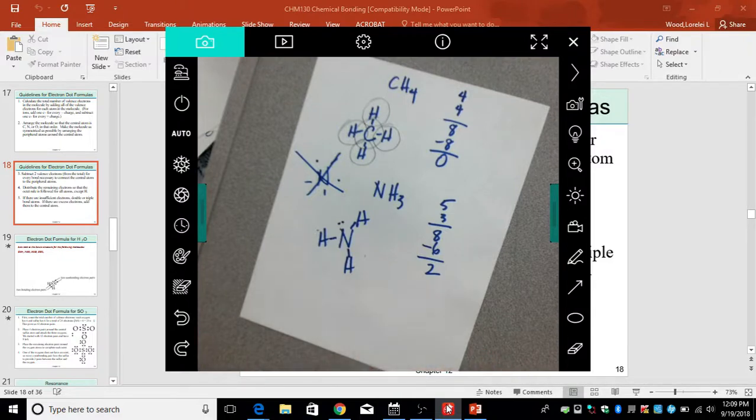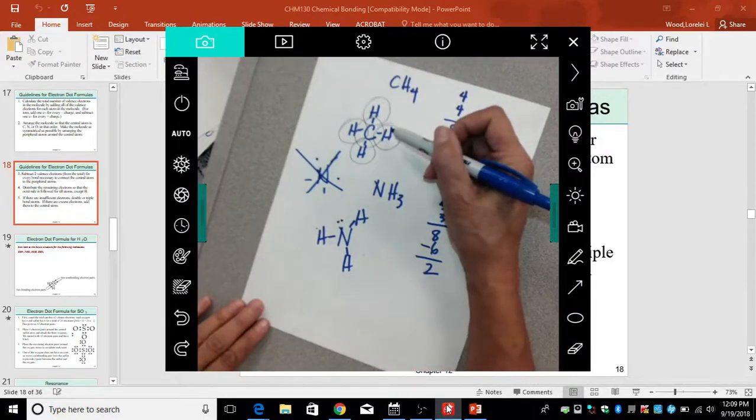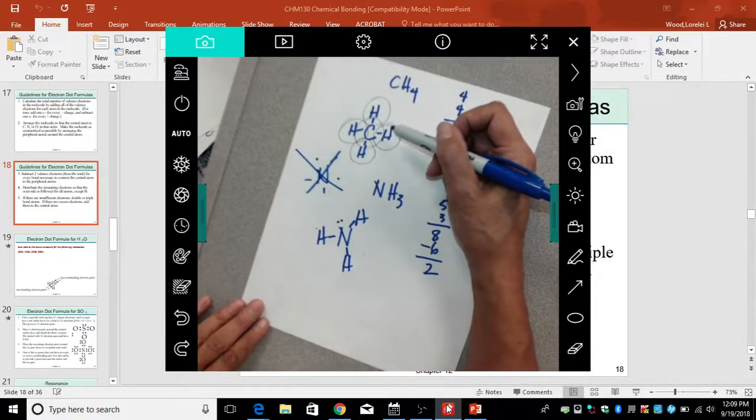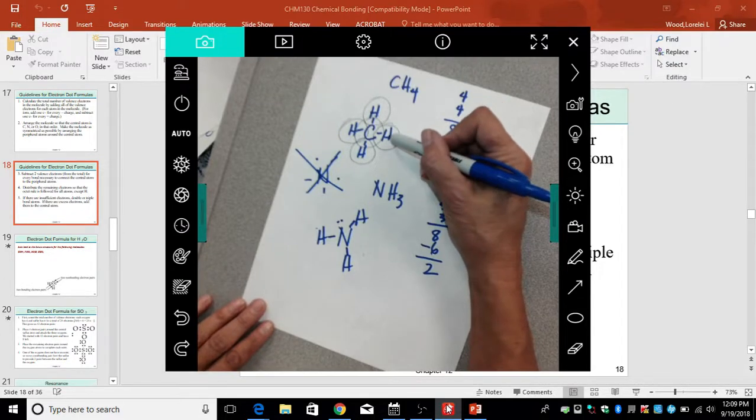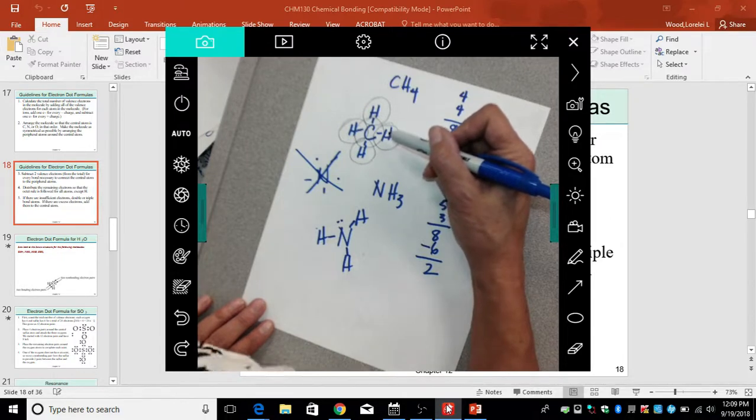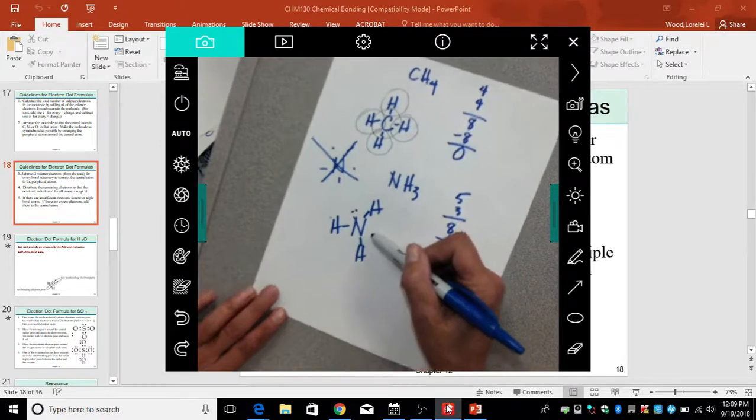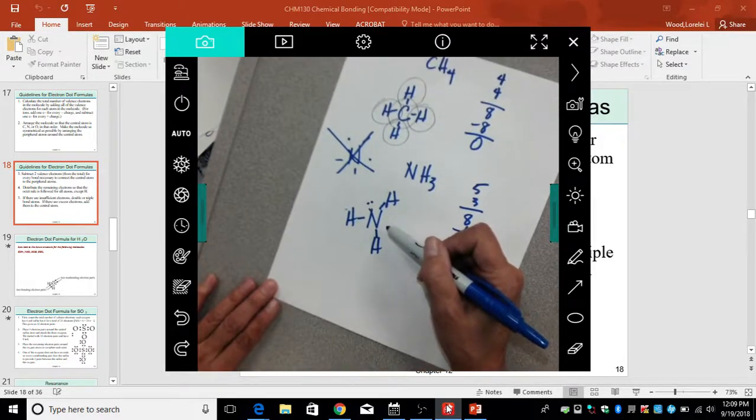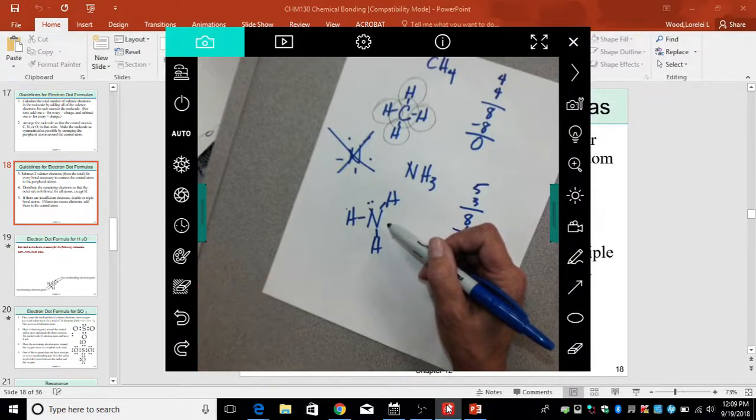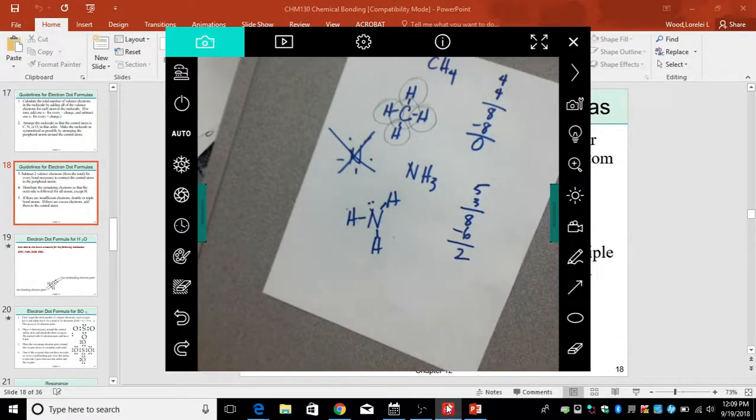Now, they're going to ask you questions in lab. They say, how many bonded pairs are around the central atom in methane? How many bonded pairs of electrons are around carbon? 4. Are there any non-bonded pairs? No non-bonded pairs. Ammonia. How many bonded pairs are around the central atom in ammonia? 3. How many non-bonded pairs? 1. There's 2 total electrons, but it's 1 pair. And we talk about pairs generally in chemistry.